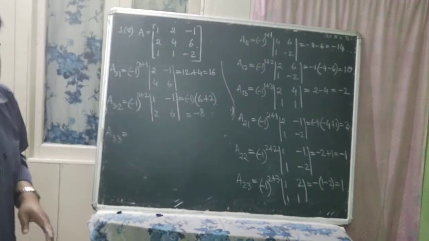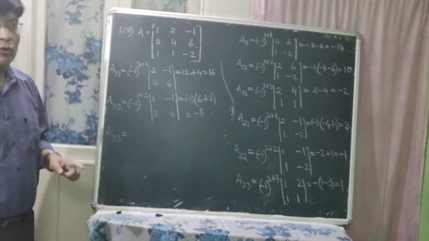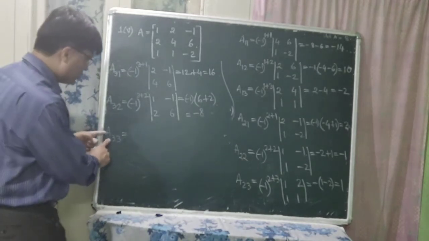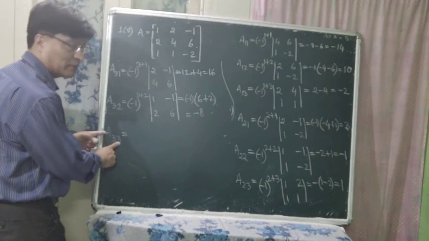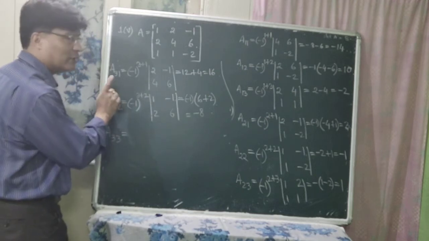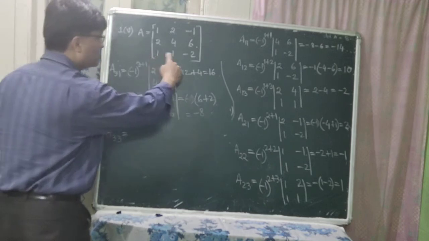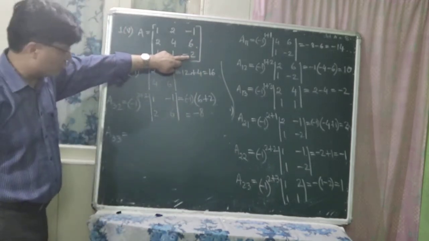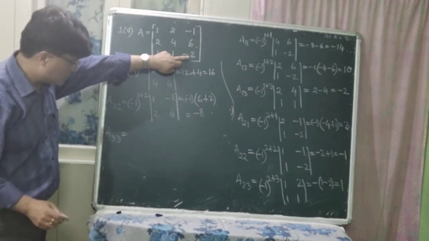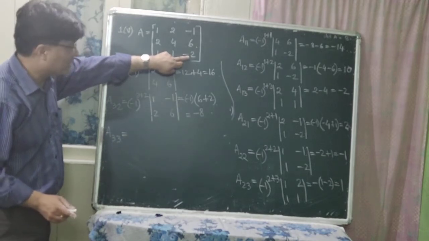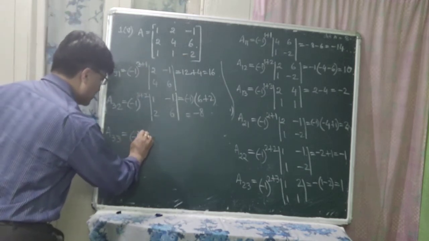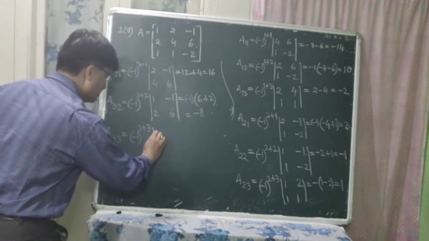So what is meant by A33? Cofactor of the element belonging to the third row and third column. Which is the element belonging to the third row and third column? It is minus 2. That means you have to find the cofactor of minus 2. But first of all, consider the sign: minus 1 whole to the power 3 plus 3.